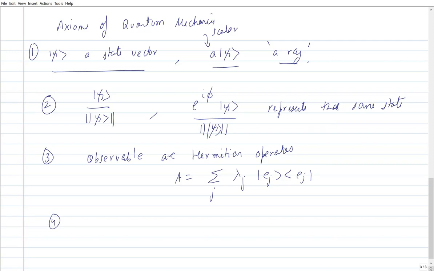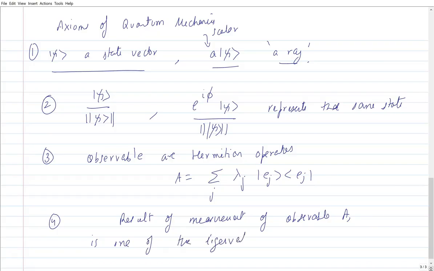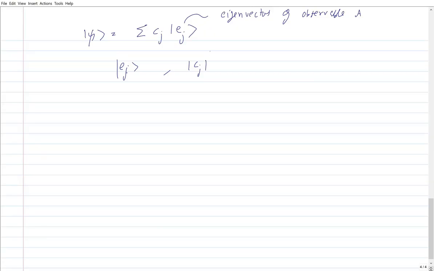The result of measurement of an observable A is one of the eigenvalues of A, and if I can express the state in the basis of the eigenvectors of the observable A, then the probability of getting the outcome e_j is just the absolute value squared of the coefficient. This is the Born rule.